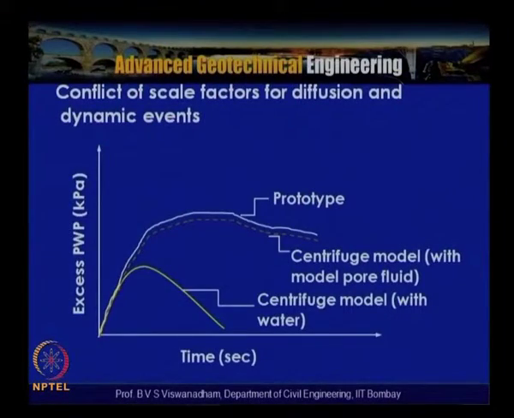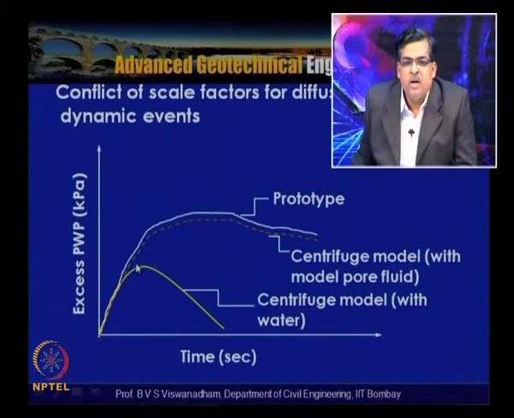And then while discussing the dynamic scaling considerations, we said that there will be a conflict between diffusion and dynamic events. This arises because the scale factor for the time for diffusion is 1 by n square times faster; that is, the time in prototype is 1 by n, and the time in model is 1 by n square times that in prototype. So because of this, the excess pore water pressure will not generate to the initial set total stress or the total stress at a particular point.